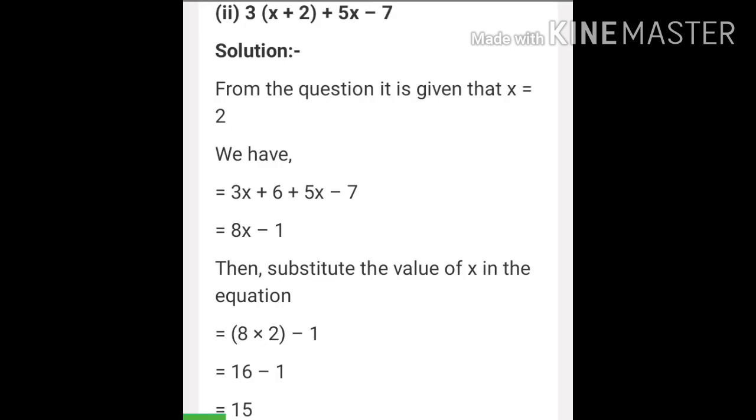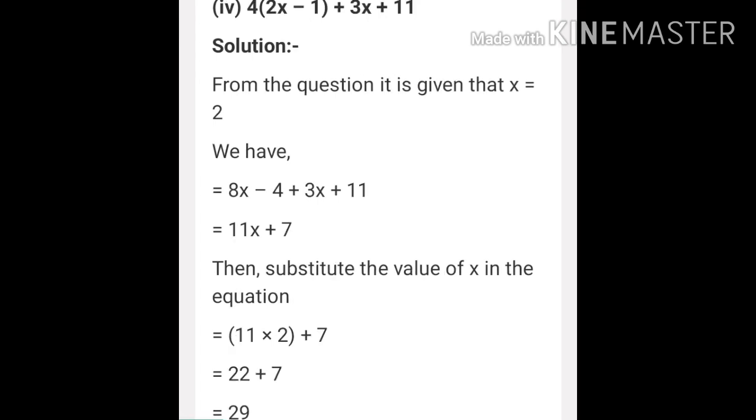Second part, 3 multiplied by the bracket of x plus 2 plus 5x minus 7. From the question it is given that x is equal to 2. We have 3x plus 6. We have multiplied 3 by x, then multiplied 3 by 2. So we got 3x plus 6. Now 5x has been copied as it is, minus 7. Next step, 8x minus 1. We have added all the x terms and the constant terms separately. Then substitute the value of x. Now 8 into 2 minus 1. 16 minus 1, the answer is 15.